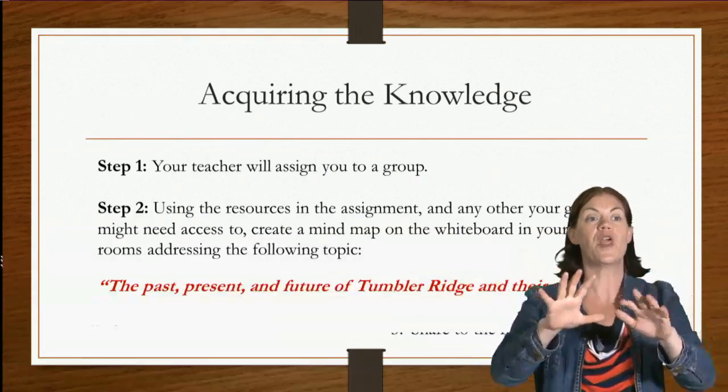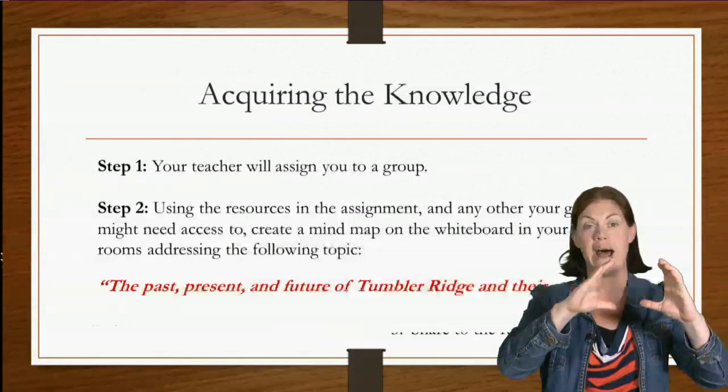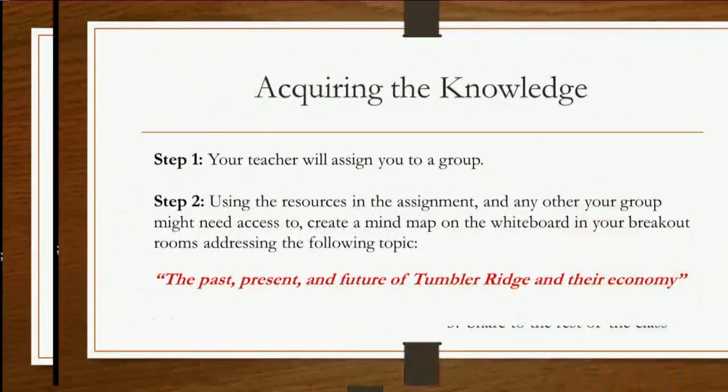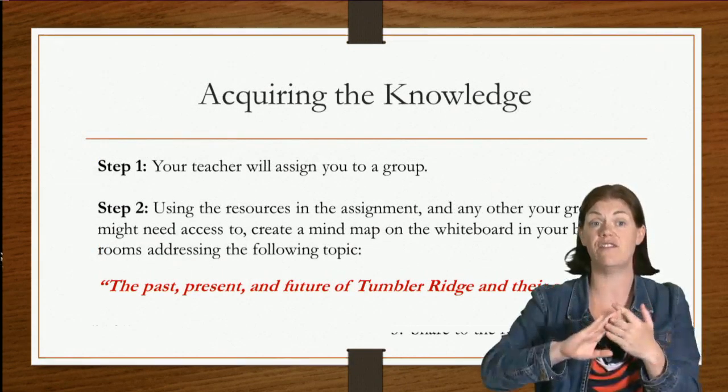All right. So using the resources in the assignment, I've given you tons of different websites, you guys, within there. Within your group, you can access that. What I want you guys to do is to create a mind map in your breakout room on the whiteboard, okay, that addresses the following topic: the past, present, and future of Tumbler Ridge and their economy. So you need to make sure that you are addressing those three aspects of the Tumbler Ridge economy: the past, the present, and the future.